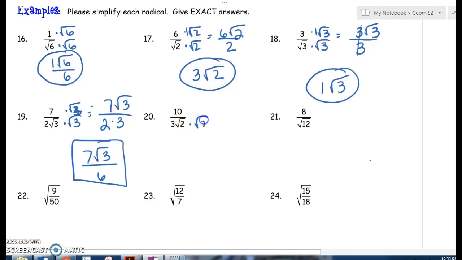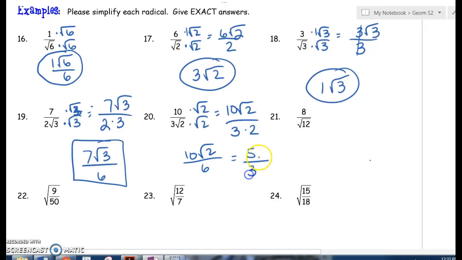For number 20, you can multiply the top and bottom by root 2. You have 10 root 2 on top. Remember, you cannot multiply those because one's under a radical and one's not. On the bottom, root 2 times root 2 is 2, and you still have a 3. Now, 3 times 2 is 6. And then if you notice, 10 over 6 can be reduced. Just divide them both by 2, and you'll end up with 5 root 2 over 3.